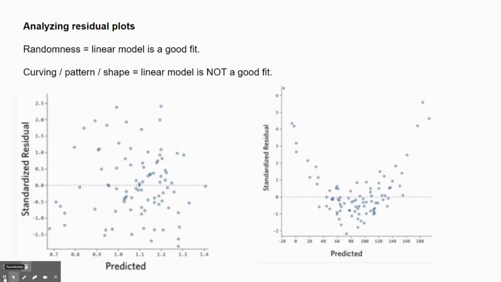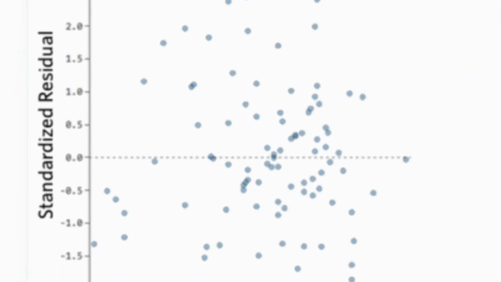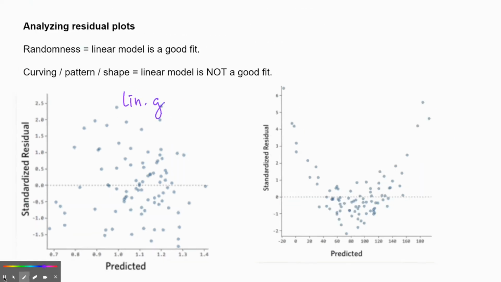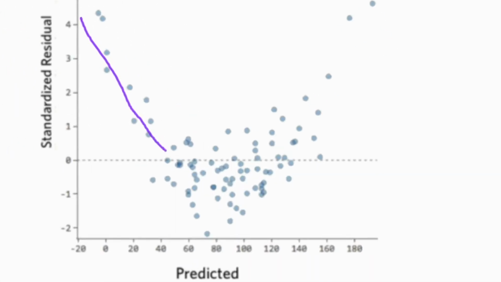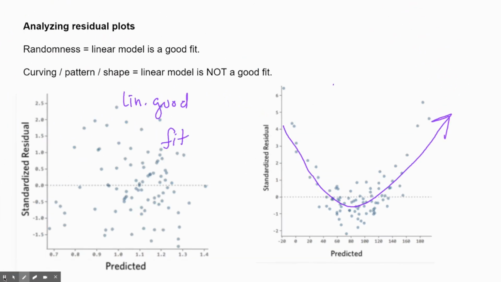Here's a couple more examples, obviously with more data points. In the first one, the residual plot looks very random. So I would say a linear model is a good fit for this first one. It appears to be random. There doesn't appear to be any pattern. But in the second one, look at this. There's definitely a curve going on there. A linear model is not going to be a good fit.